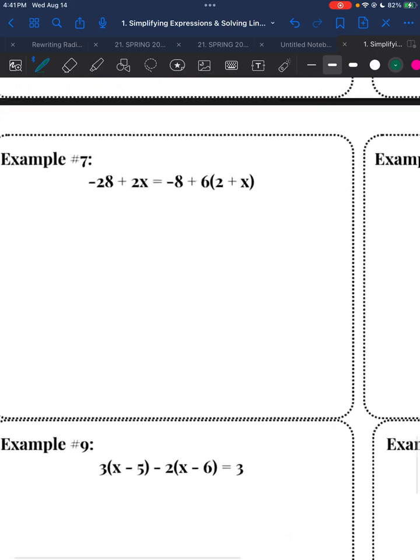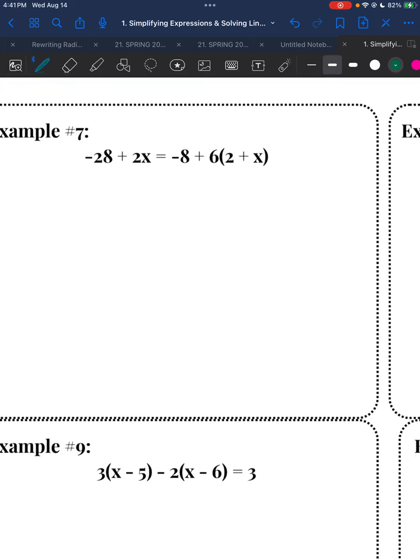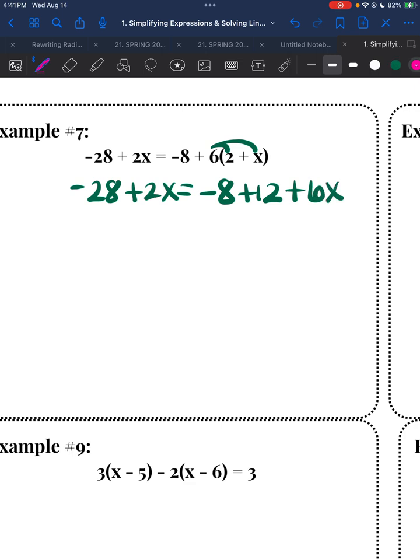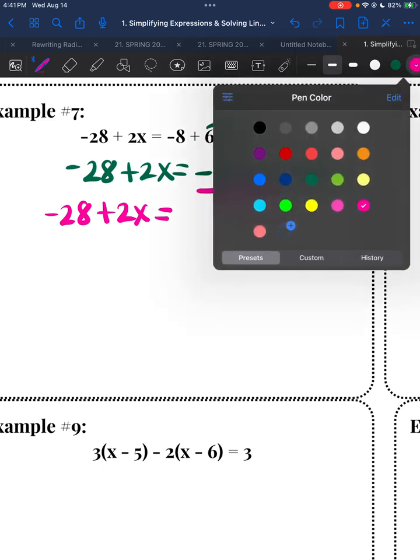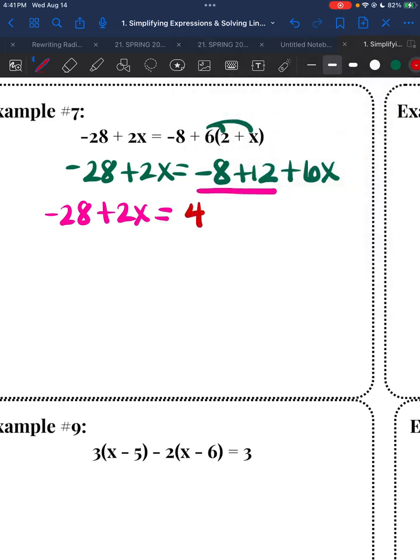Okay, on the back, I see parentheses. So I'm going to just distribute, and I'm just going to rewrite everything else. So the 6 is the one that you distribute. So that becomes positive 12, and then it becomes positive 6x. On the left, I cannot combine any like terms, so it stays negative 28 plus 2x. On the right side, I have combined like terms of negative 8 plus 12, which gives me positive 4.